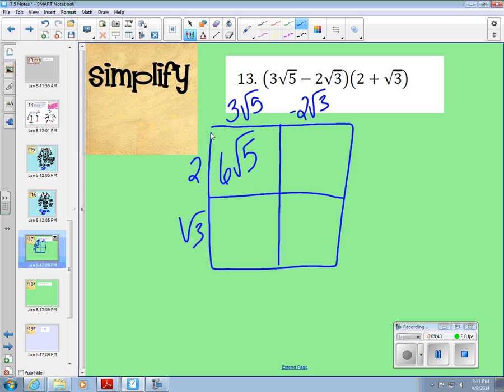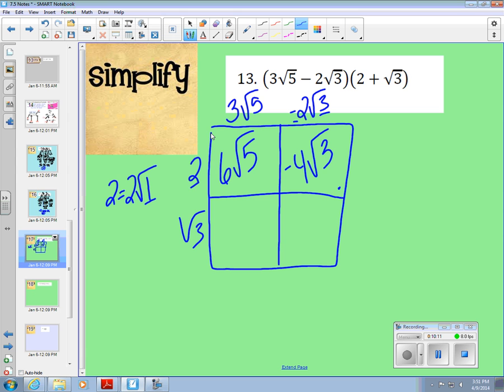So if we look at our second box over here, we have 2 times negative 2. It's going to give us a negative 4. And technically we can write 2 as 2 root 1 because we know that the square root of 1 is 1. So if we're multiplying inside the radical, or we're multiplying the radicands together, we have 1 times 3, and that's going to give us the square root of 3.